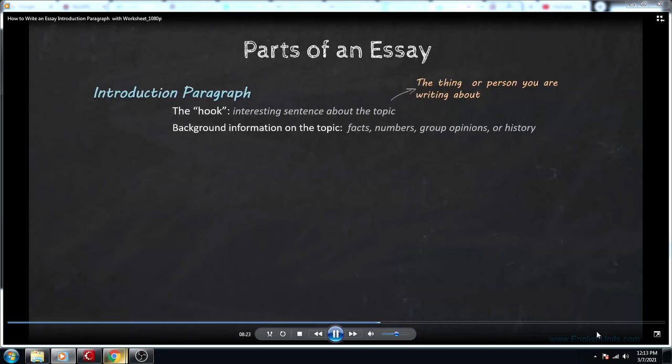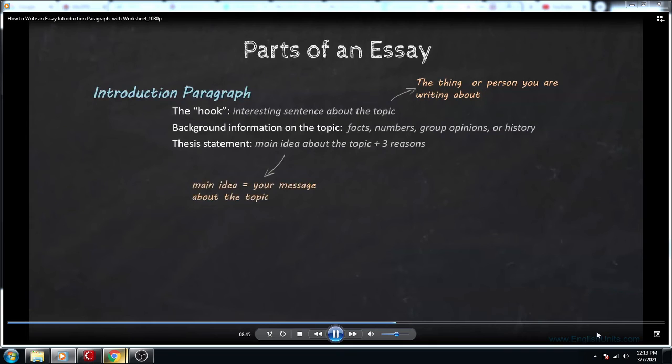After you've written the hook and background information on your topic, the next sentence you'll write is the thesis statement. The thesis statement is the most important sentence in your essay. It is also the last sentence in your introduction paragraph. The thesis statement contains your main idea about the topic plus 3 reasons.